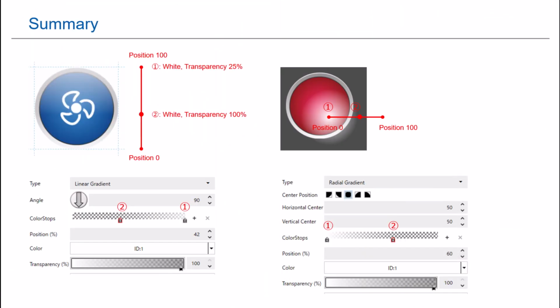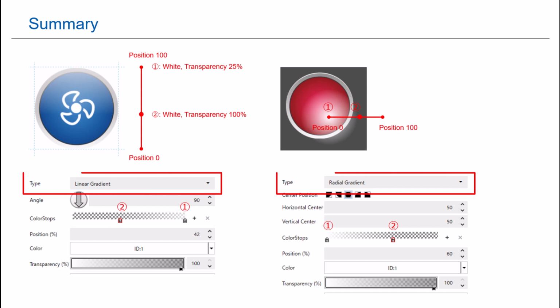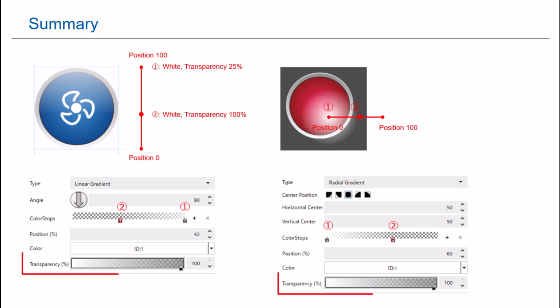Summarize the light effect. The important thing is to use a gradient as the color type. Then, set the starting or ending point of color stops to 100% in order to create the effect that the light gradually disappears. By adjusting the color stops position, linear gradient allows you to pseudo-adjust the angle of light. Radial gradient allows you to pseudo-adjust the intensity of the light source.